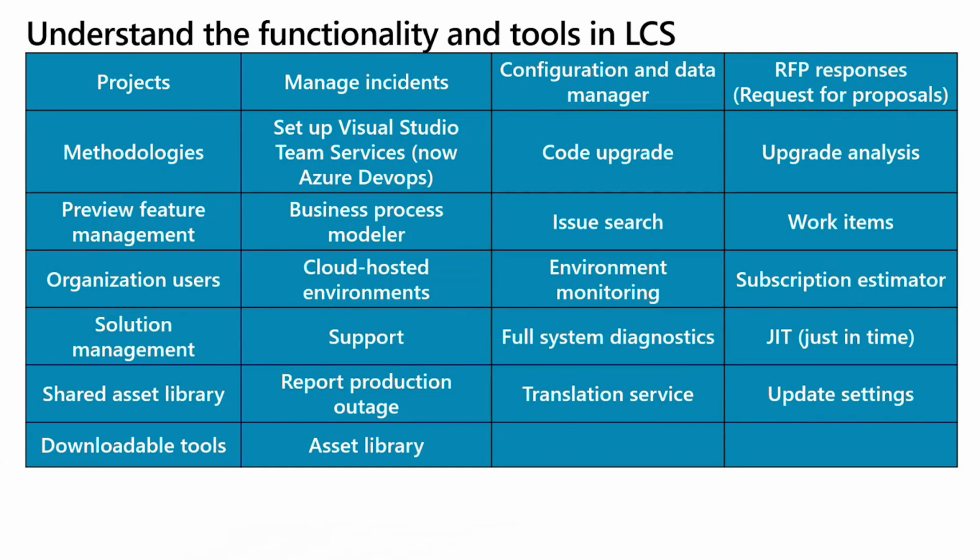There are asset libraries that can be accessed through LCS. There are two types of asset library. Your project-specific asset library stores your project-specific information like your configuration, your software deployable packages, and everything else related to your project. And then there is the shared asset library provided by Microsoft with Microsoft artifacts. There are various downloadable tools, and you can also report production outage.